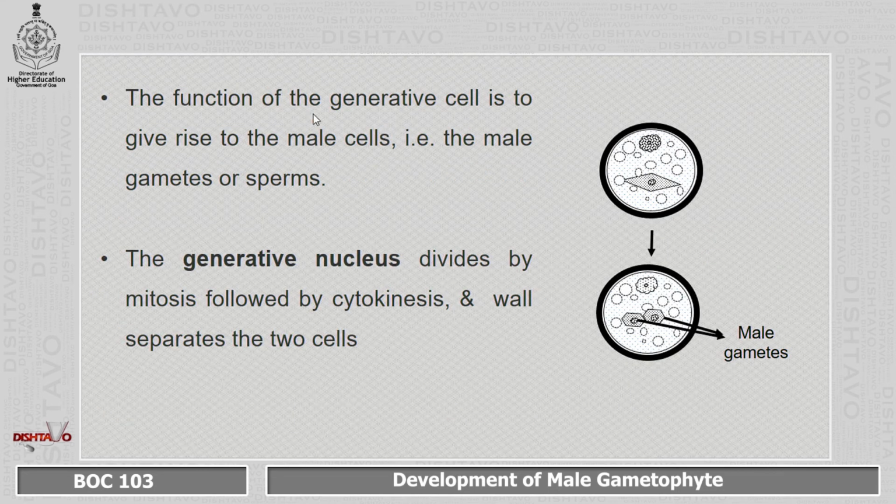The function of a generative cell is to give rise to the male cells, that is the male gametes or sperms. The generative nucleus divides mitotically, followed by cytokinesis, and a wall separates the two cells. In this image we see that after enlarging, the cell has divided into two mitotically and both of them have their individuality. Now, these two cells are referred to as male gametes.